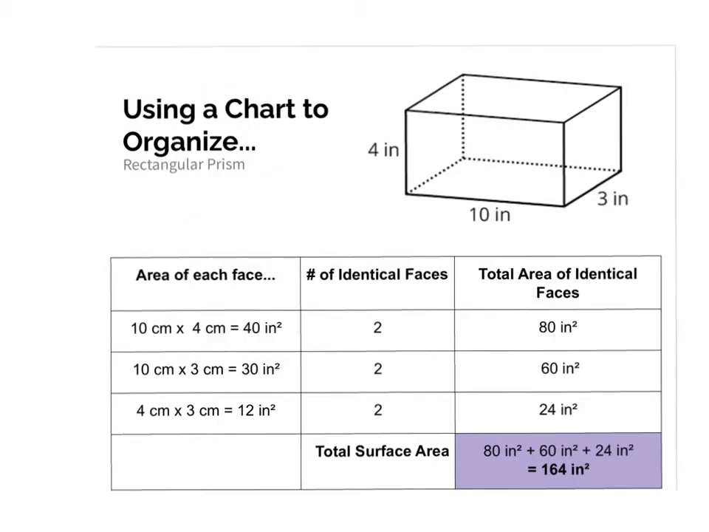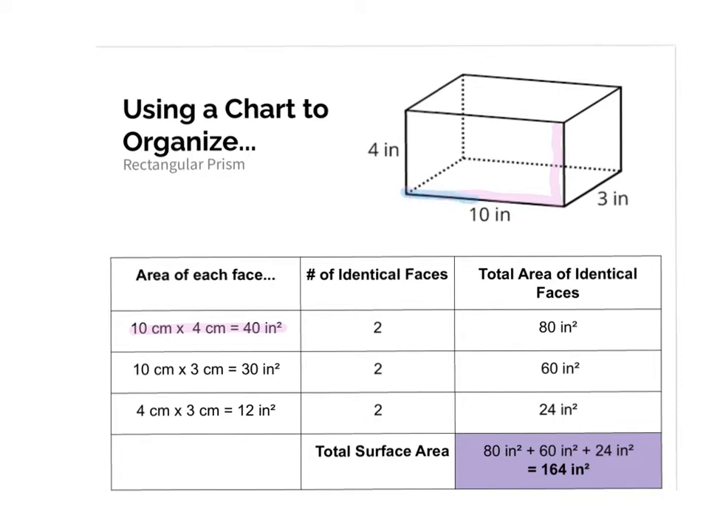There are a few different ways to find surface area. One way is by using a chart to organize your work. Let's look at our rectangular prism. Our rectangular prism is made up of 3 sets of identical faces. Our first face is going to be our length multiplied by our height to give us 10 multiplied by 4 for a total of 40 square inches.